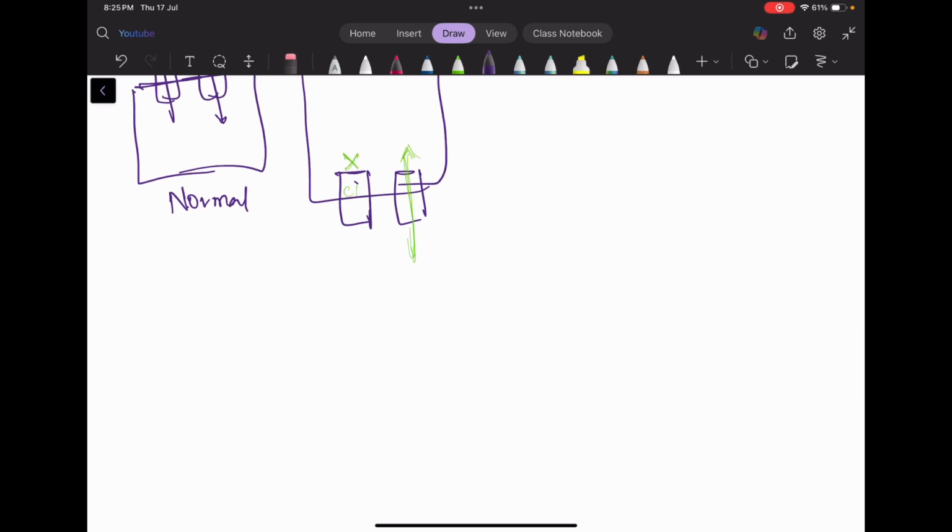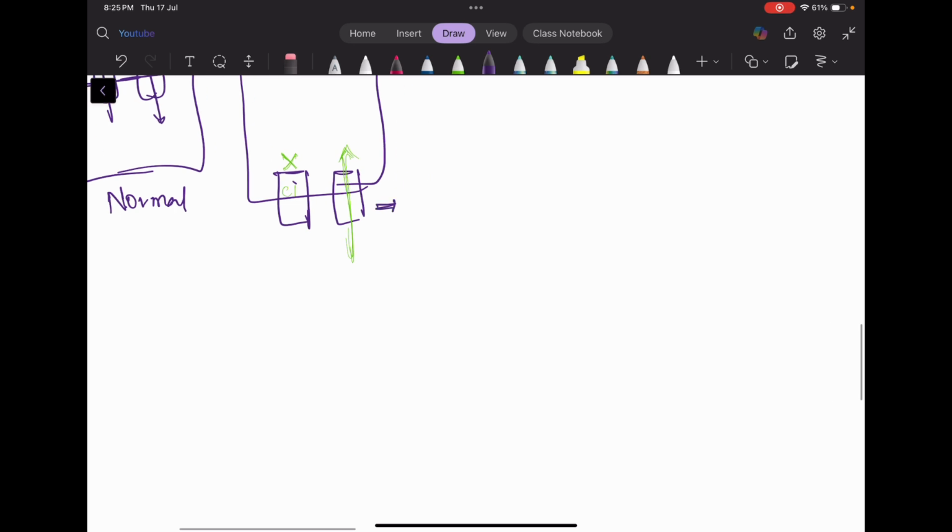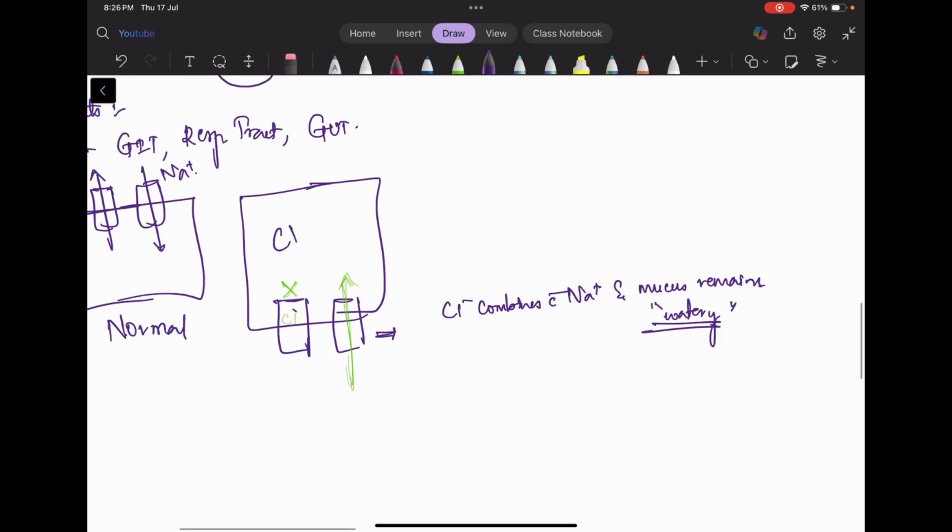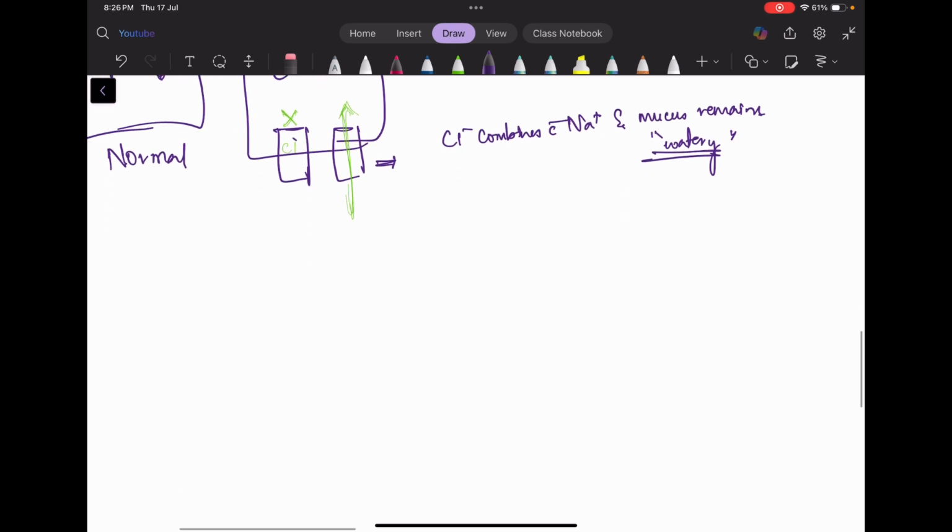The normal function of the CFTR protein is to secrete chloride ion. Here, chloride combines with sodium and mucus remains. What happens if chloride is defective? Then it becomes watery, right? Okay, this is the cystic fibrosis one. So what, at last, happens in cystic fibrosis?